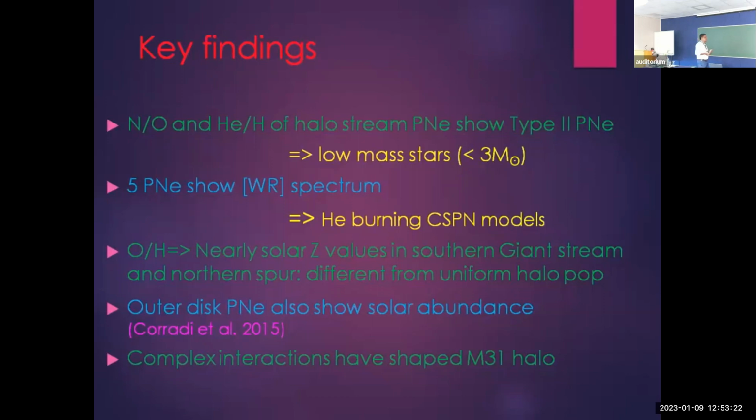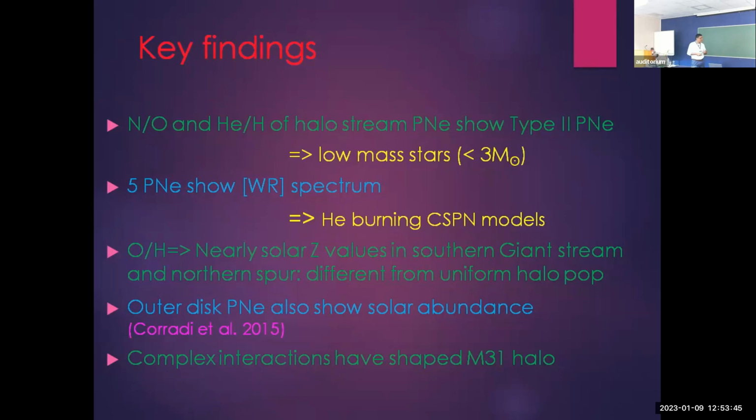They have observed 5 planetary nebulae. Also, unfortunately, there are no more detailed studies on that so far. And the O/H ratio is near solar values in the southern giant stream as well as the northern spur. Probably these two are connected by evolution actually, the northern spur as well as the southern giant stream.